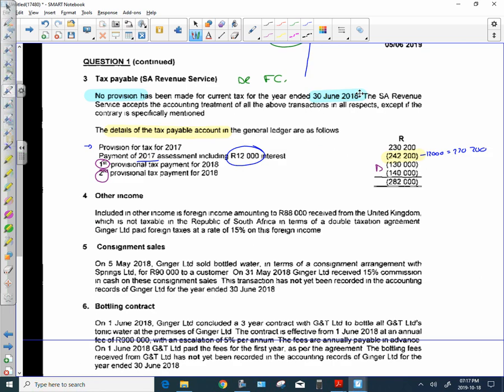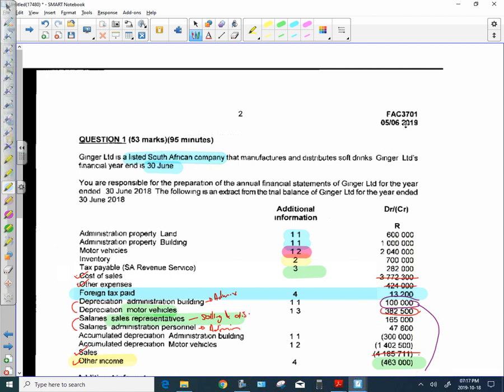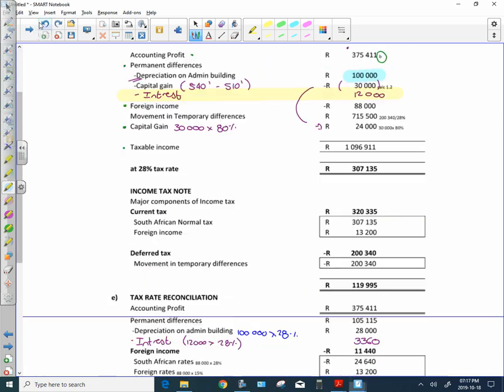Right, then other income. Included in other income is foreign income amounting to 88,000 received from the United Kingdom, which is not taxable in the Republic of South Africa in terms of a double tax agreement. Ginger paid foreign taxes of 15% on this foreign income, and you'll see that they've calculated that 15% for you in the trial balance, where they said foreign tax paid 13,200. Right, so I need to account for that in my tax calculation as well as my tax rate recon.